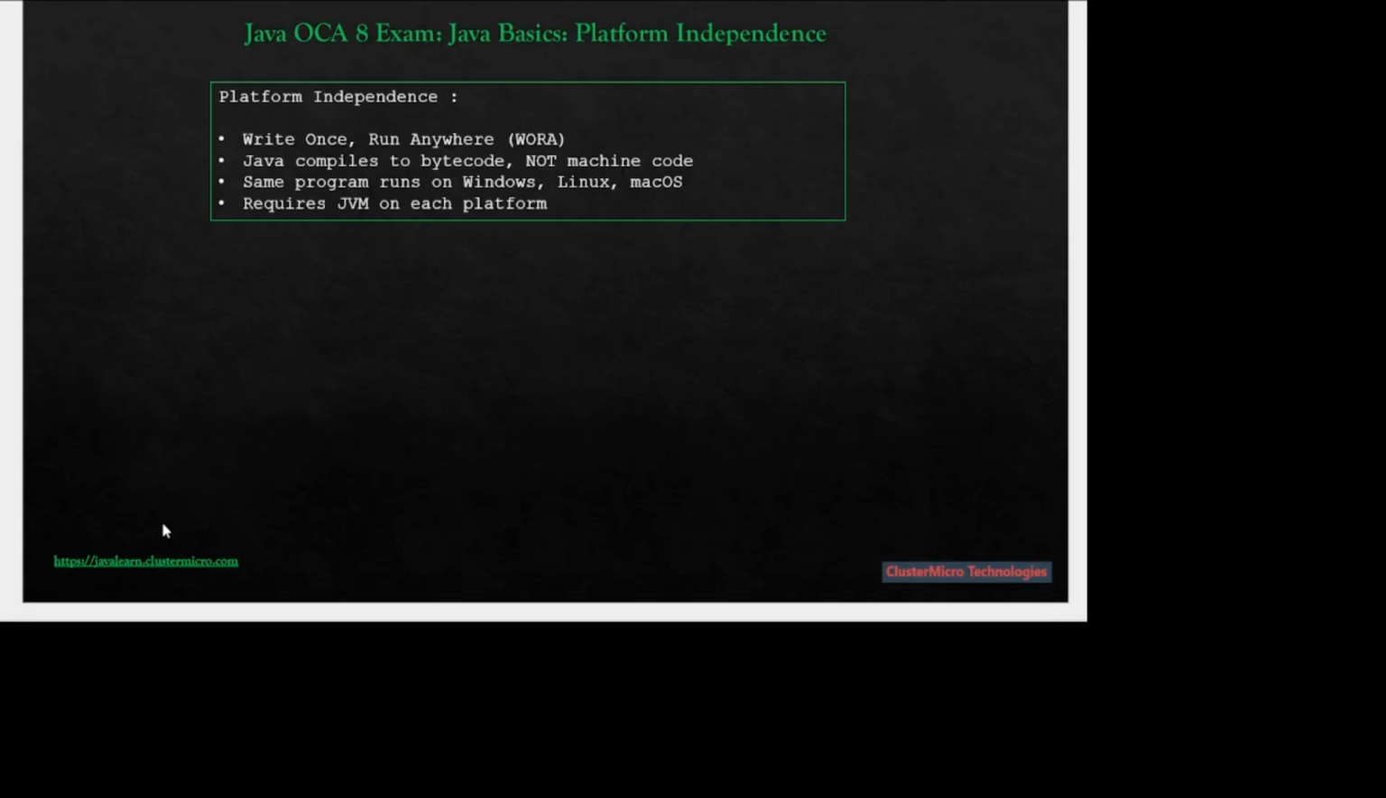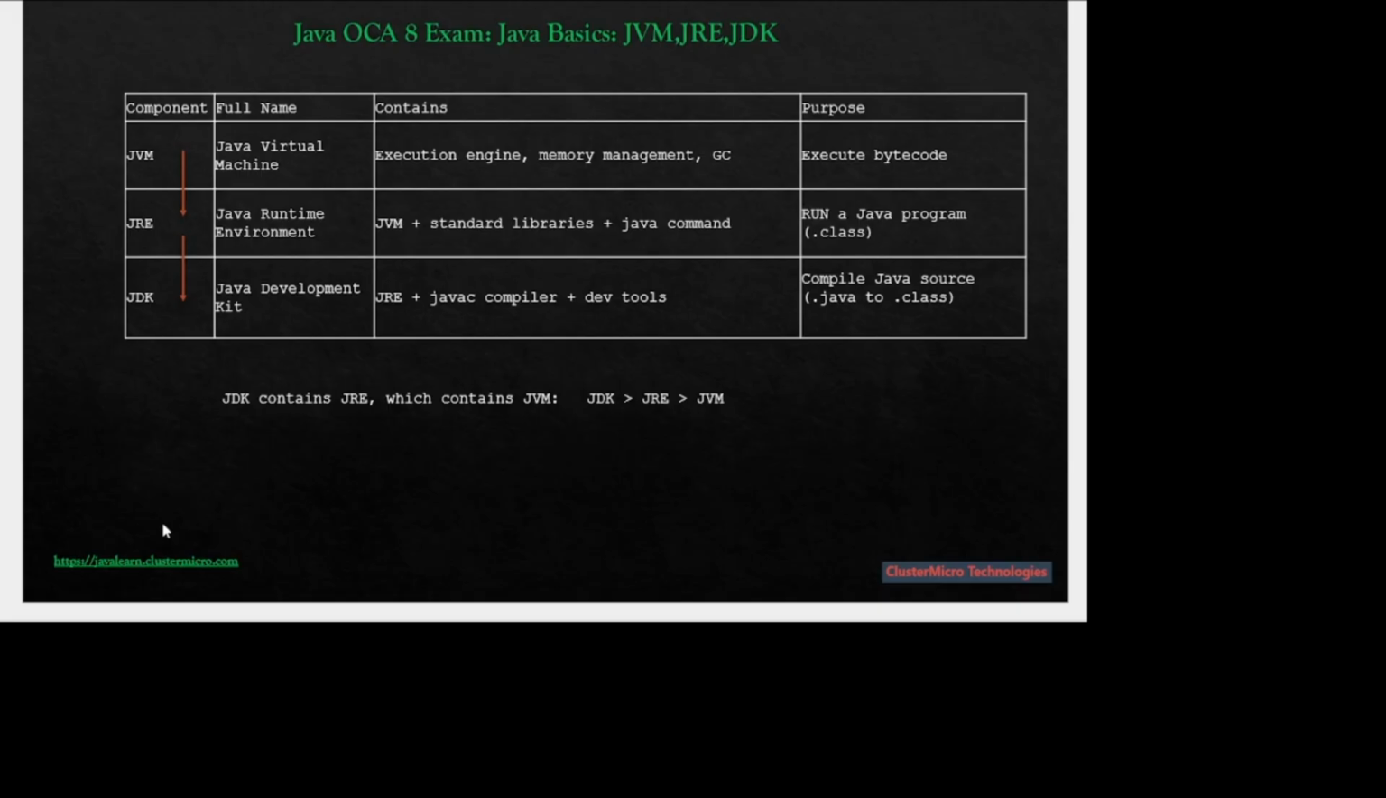Now we are going to discuss JVM, JRE, and JDK. What is JVM? JVM is the Java Virtual Machine, and it contains the execution engine, memory management, and garbage collection. It executes bytecode. You can think of JVM as the building block above which JRE resides, and then JVM plus JRE is equal to JDK.